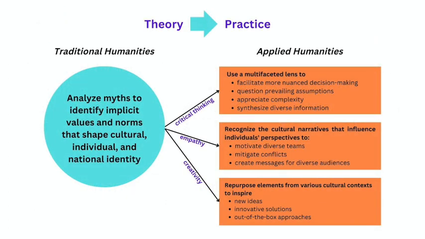In this next slide, I have a specific example of how this can work that focuses on one of the course outcomes from a more traditional humanities class, specifically our Myth and Culture class, Humanities 351. On the left, you see the outcome, and the outcome is to analyze myths to identify implicit values and norms that shape cultural, individual, and national identity. And on the right, I have the three main areas of applied humanities skills: critical thinking, empathy, and creativity, and some specific examples.